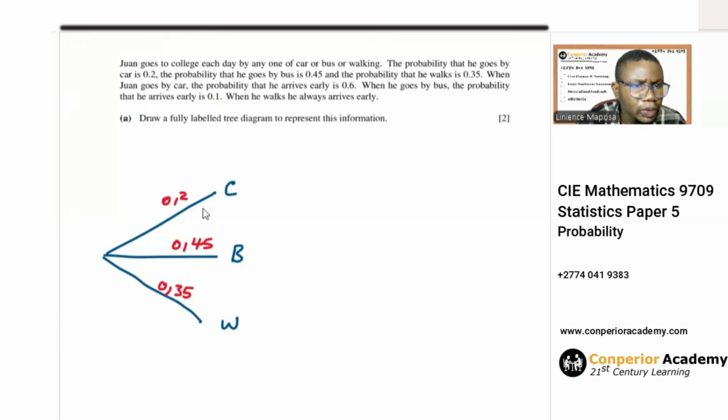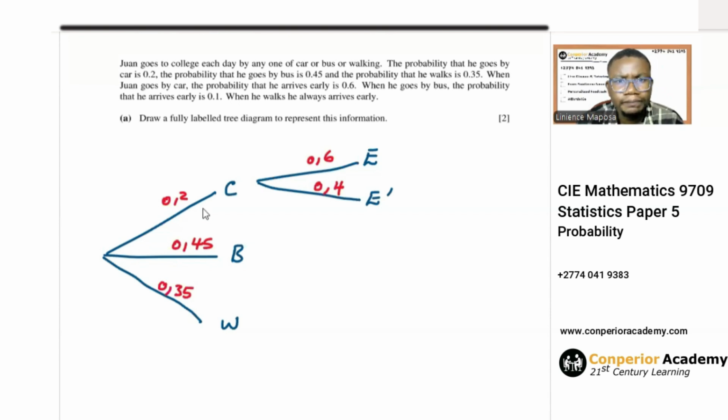When Yuan goes by car, the probability that he arrives early is 0.6. So if he goes by car, he might be early or not early. So early and early complement. The probability of being early is 0.6. That means not being early is 0.4. Then it says when he goes by bus, the probability that he arrives early is 0.1. So if he uses the bus, then the probability of being early is 0.1, and the probability of not being early is, of course, 0.9.